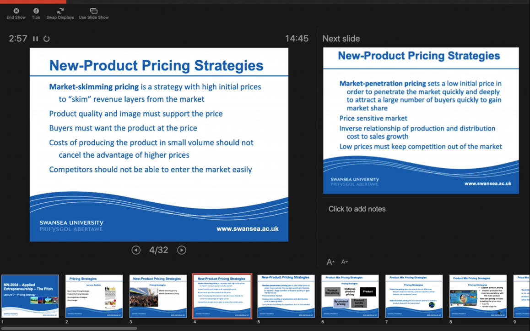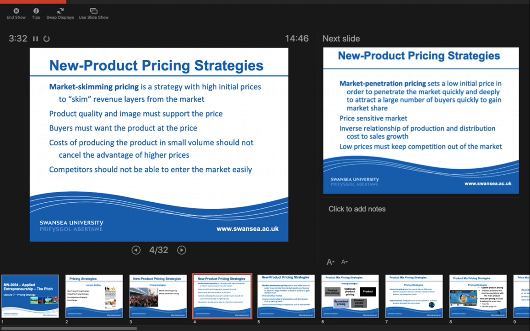So as it says here, skimming is a strategy with high initial prices to skim revenue layers from the market. Quality and image must support the price, so people will not buy an inferior product if you are using the skimming strategy. They must want the product at that price as well, so there's a bit of supply and demand economics that comes into this. If you have buyers who desperately want a product, but there is a lack of supply for one reason or another, then that is a good indication that a skimming strategy will work.